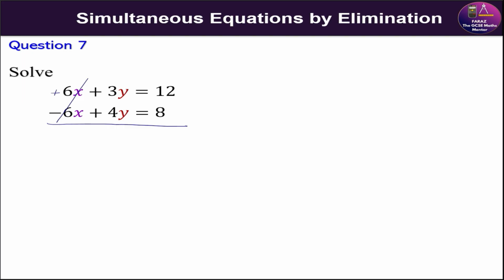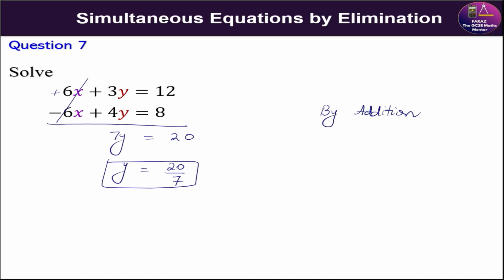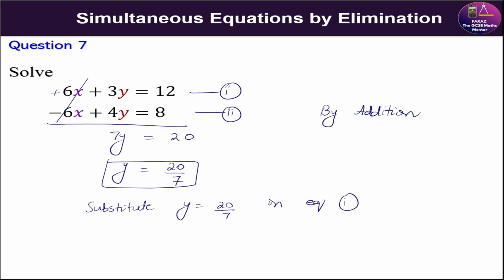And then 3y plus 4y. Because we are eliminating by means of addition, 3y plus 4y, that is 7y, equals 12 plus 8, that is 20. Therefore y equals 20 over 7. Then we have to find the x value. So substitute y equals 20 over 7 in equation number, let's say, equation number 1.